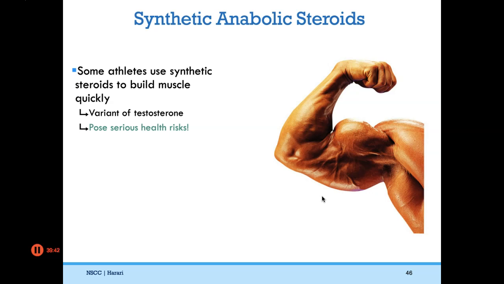Some athletes use synthetic steroids to build muscle quickly. These are pills that look like the shape of testosterone. So remember, structure determines function. Basically, these athletes trick the body into thinking that it has more testosterone, and that could help promote energy and muscle building. Unfortunately, since it mimics testosterone, it can also dysregulate your whole hormonal balance. It disrupts homeostasis of hormones. So it can pose serious health risks, and anabolic steroids are illegal for a reason.